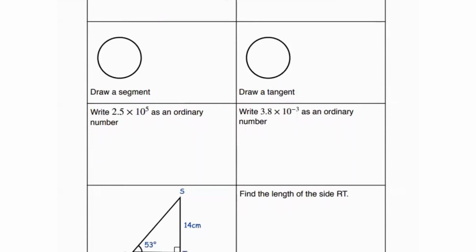Then it says draw a segment. So you'll draw a line from one point on the circumference to the other, and this part is your segment. For a tangent, that's going to touch the circumference from the outside. That's your tangent.